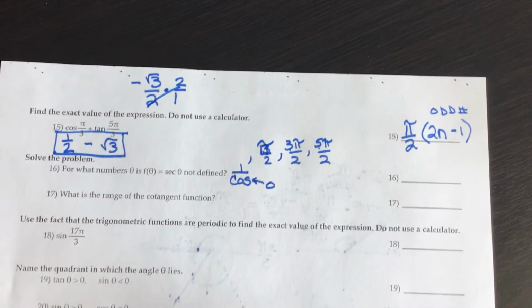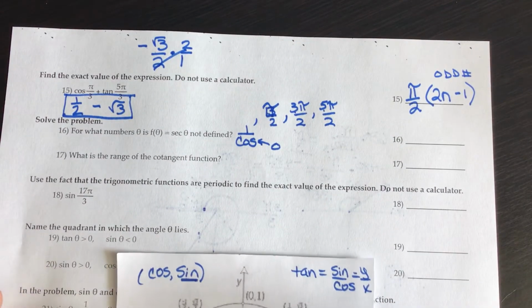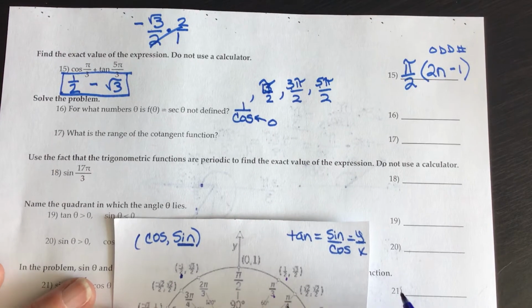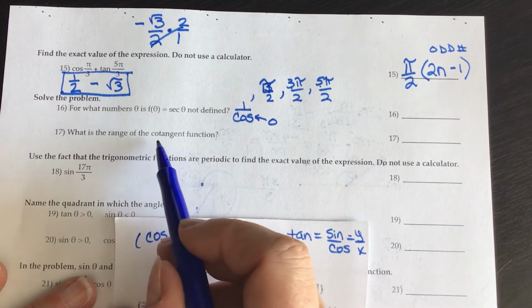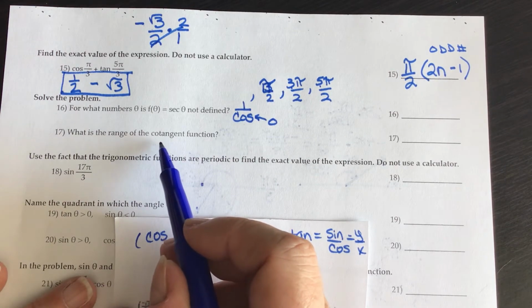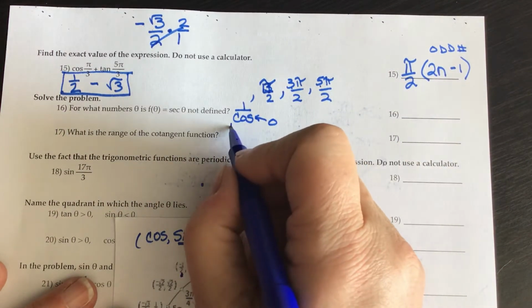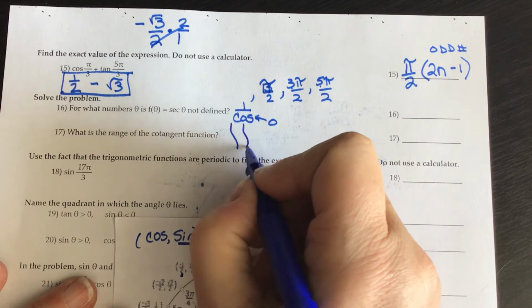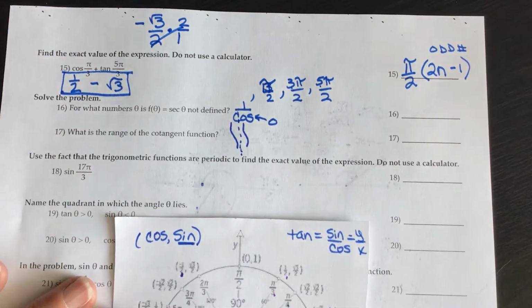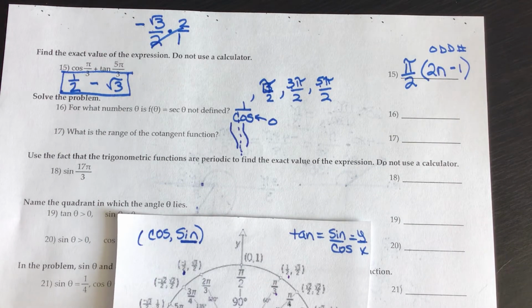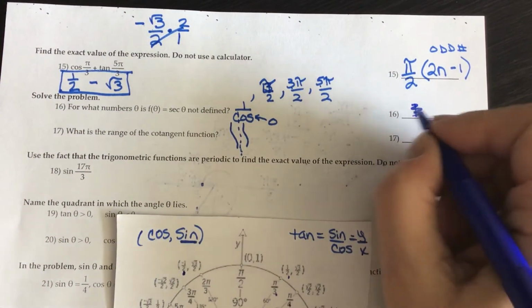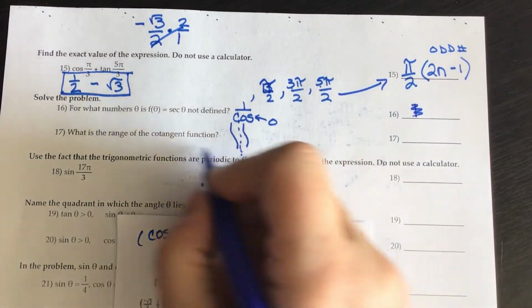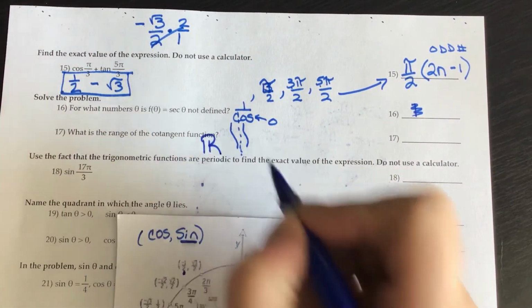Number 17, what is the range of the cotangent function? Now, cotangent is the reciprocal of tangent, and those graphs look like this. And remember, we have the asymptotes in between. So the range of the cotangent function is going to be all real numbers. That's up there. So this one is real numbers.